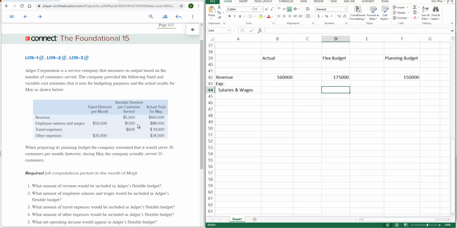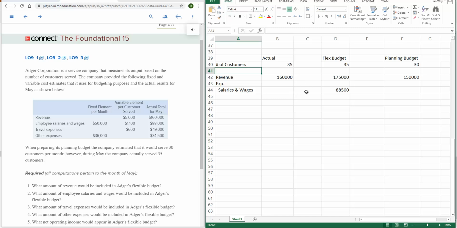So in our flex budget, employee salaries would be the $50,000 fixed component plus the $1,100 variable component multiplied by, again, be careful, the actual number of customers served of 35. Our flex budget should be actual, actual, actual. In fact, let's go ahead and note that up here. This is number of customers. Our actual results will reflect, of course, the actual customers. Our flex budget should reflect the actual number of customers. And the planning budget should be the only one that reflects the expected number of customers of 30.